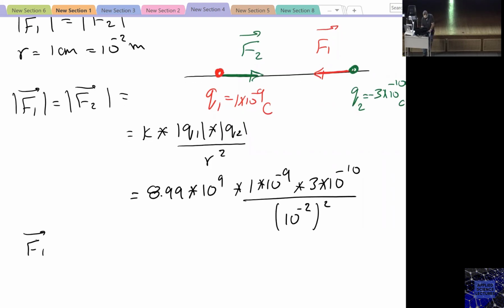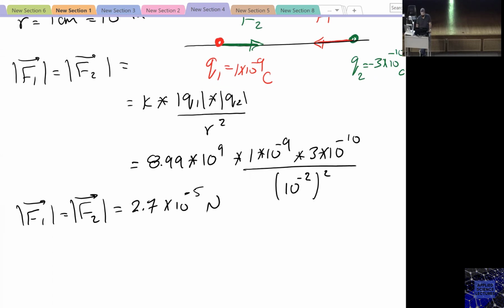Now, F1 magnitude equals F2 magnitude equals 2.7 10 to the power minus 5 Newton. So this is how we calculate the magnitude of a force for two charges that were considered as point charges using Coulomb's law. So that's part A. Part B. Any question about part A?